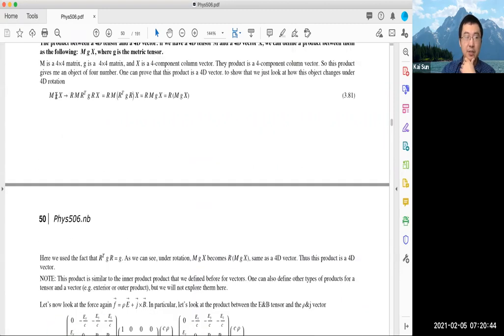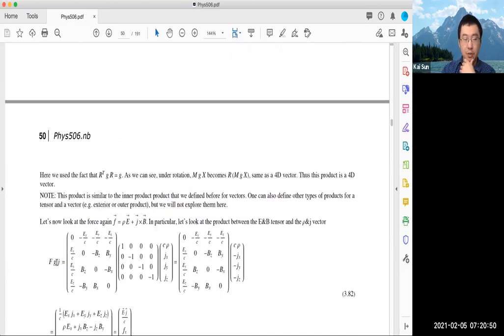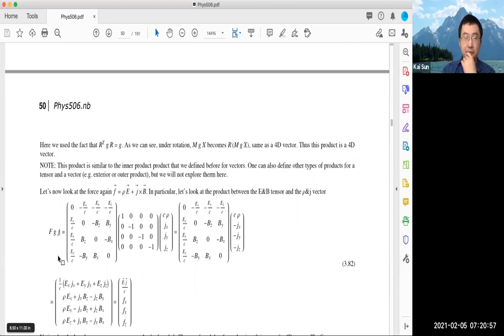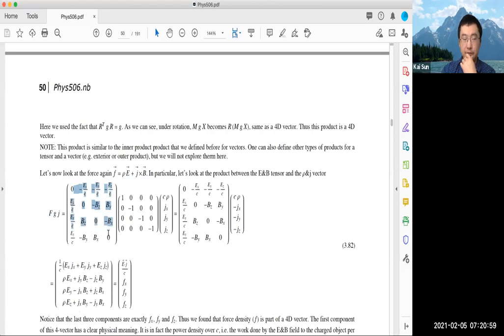That's exactly the same structure I was describing: tensor, metric tensor, vector. So this inner product should give us a vector. Let's look at what that vector is. We know F, it's E and B. We know G, the metric tensor: 1, minus 1, minus 1, minus 1. And we know the charge density, current density 4D vector, which is speed of light times charge density, and current density.